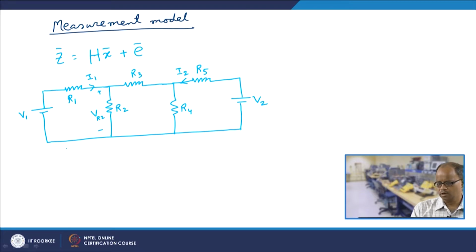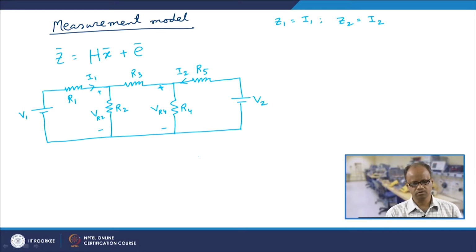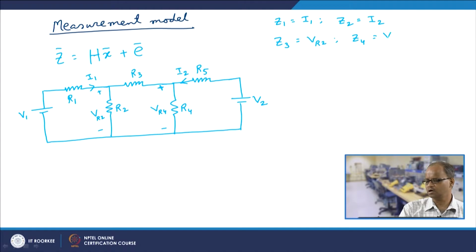We are measuring here the voltage across R2, and we are also measuring here VR4, the voltage across R4. So, in our measurement model, Z1 is equal to I1, Z2 is equal to I2. Please note that here we are talking about a DC circuit, so there is nothing called absolute magnitude or angle. Everything would be just numerical values. Z3 is VR2, that is the voltage across resistance R2, and Z4 is VR4. So, that is our measurement.